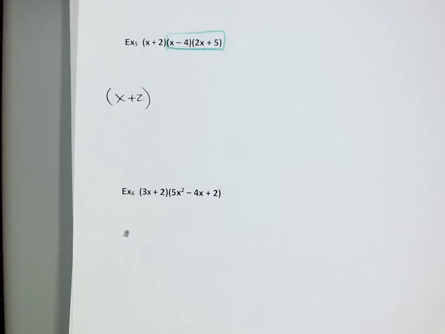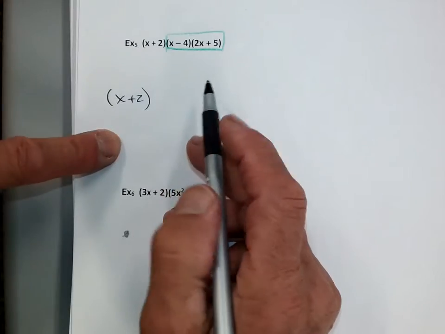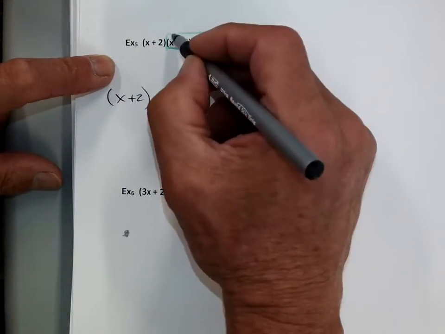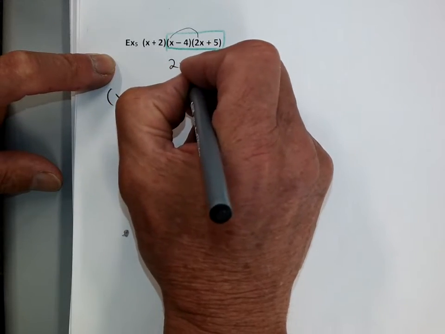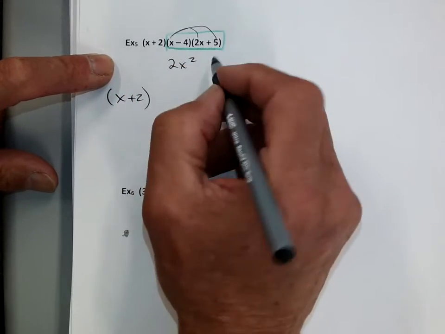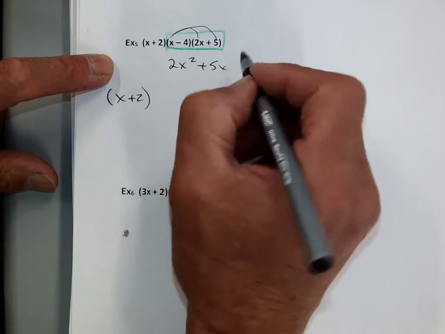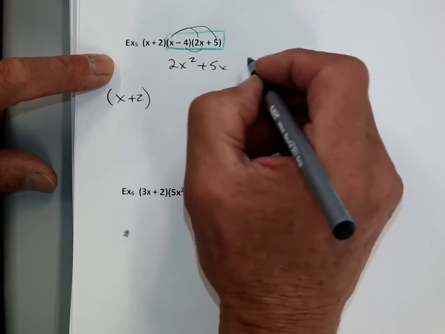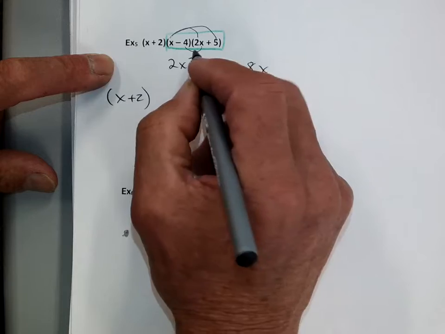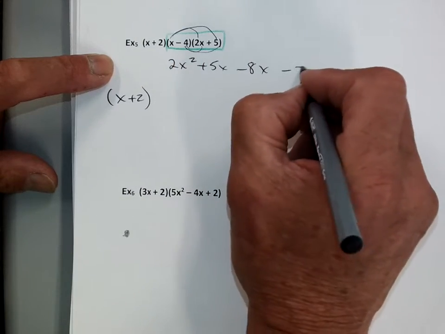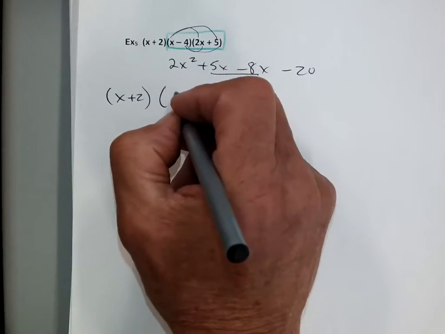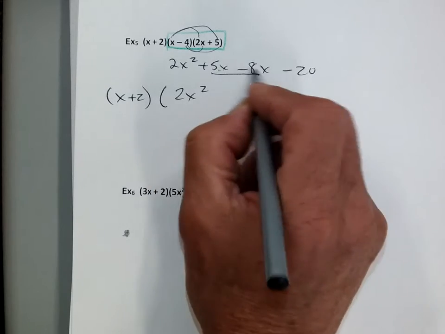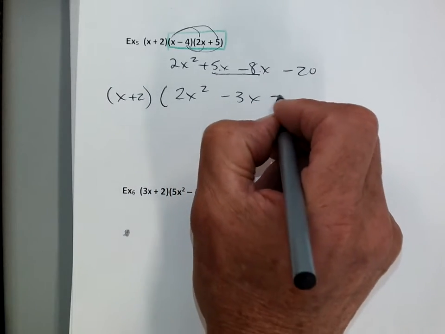Okay? So let's multiply these two. Let's leave the x plus 2 for the second step. So x times 2x is a 2x squared. X times 5 is a positive 5x. Negative 4 times 2x is a negative 8x. And negative 4 times 5 is a negative 20. Okay? We can combine the two middle terms because they are the same. So I'll have a 2x squared minus a 3x minus a 20.